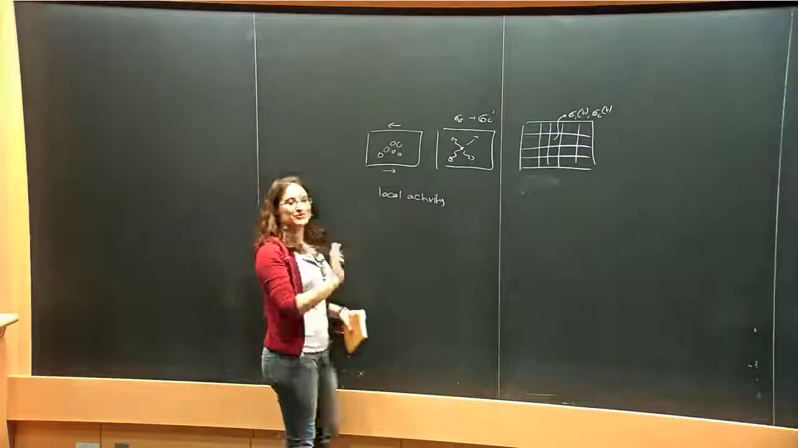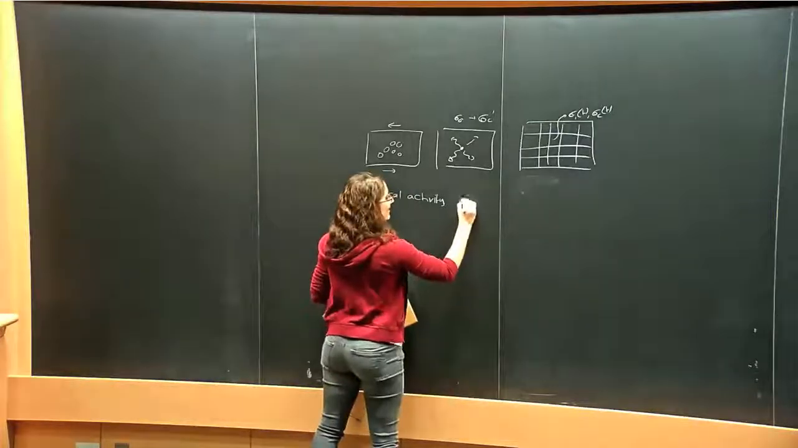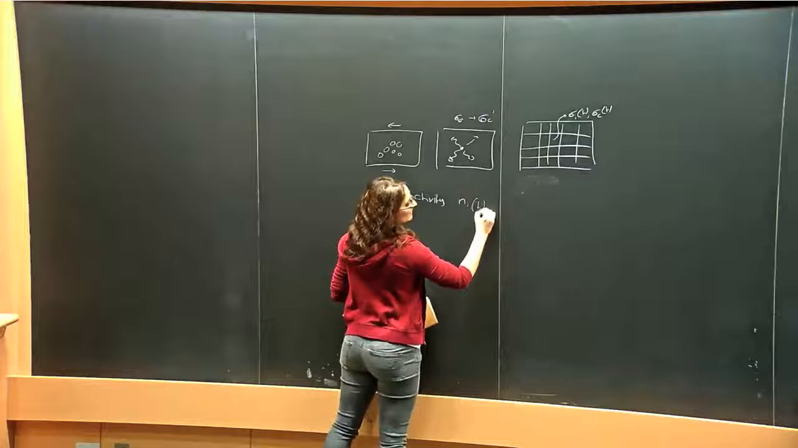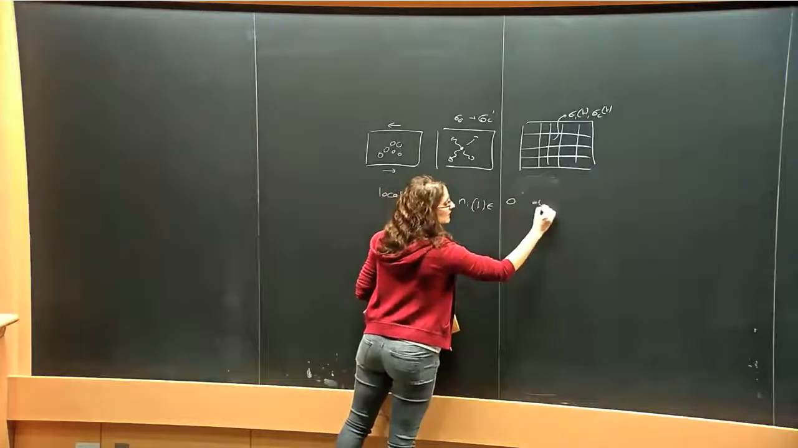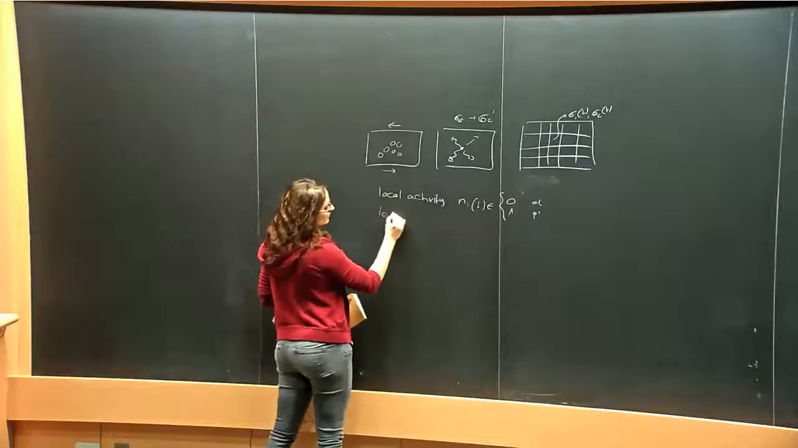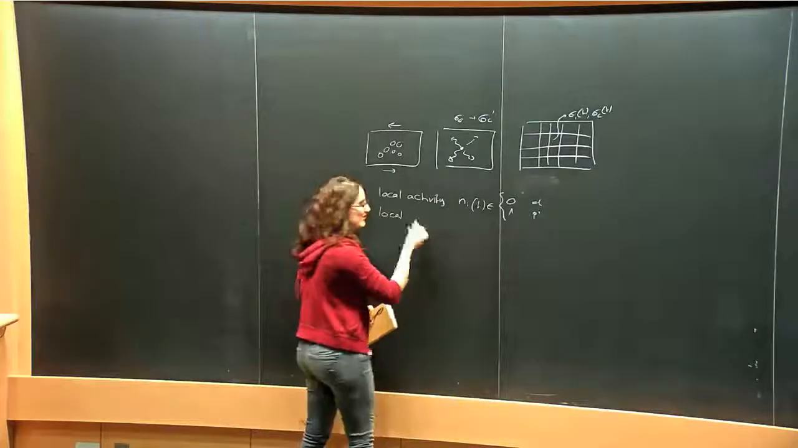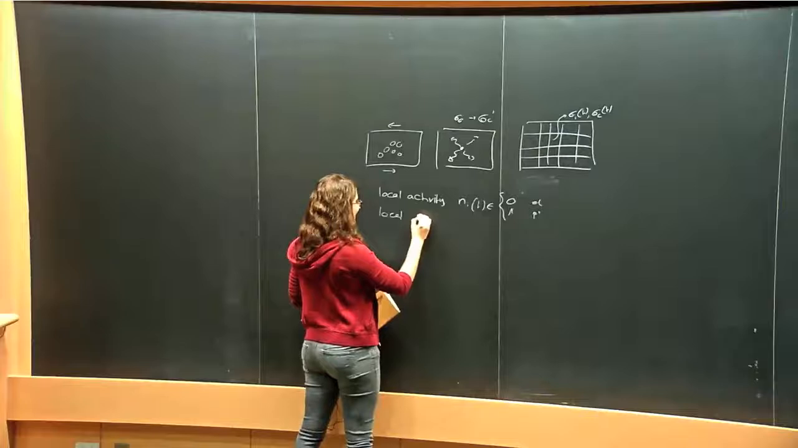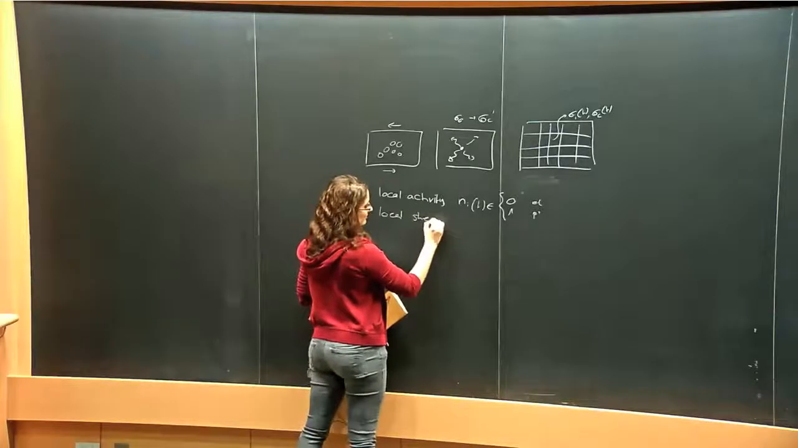So I just want to write one. It won't be long, just to write the equations. But just to say that you will have the local activity, which will be zero if it's elastic and one if it's plastic. And then you will have the local shear stress. It's just easier to discuss around this equation, I think.